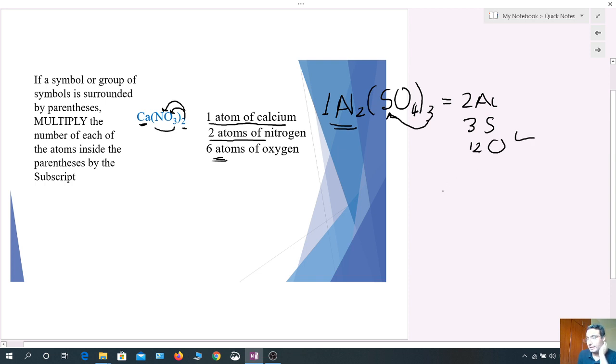Another example let me give you. If I say 5 molecules of H2O, it contains 5 molecules of water, 10 hydrogen atoms and 5 oxygen atoms.